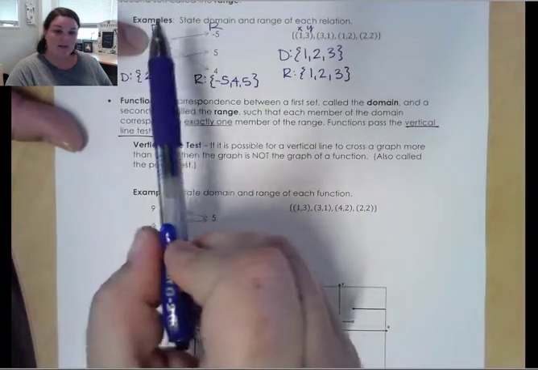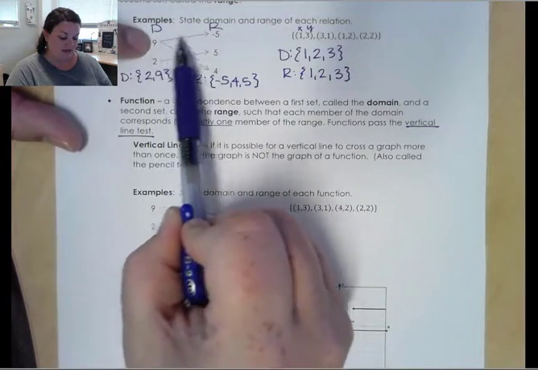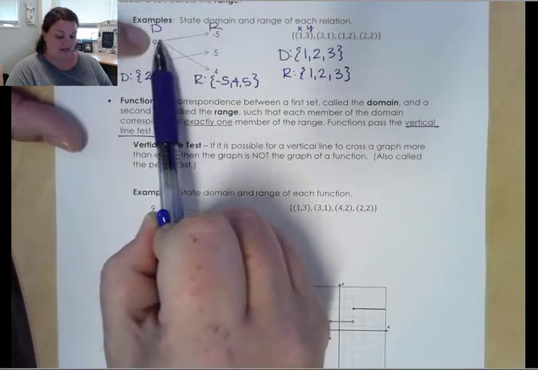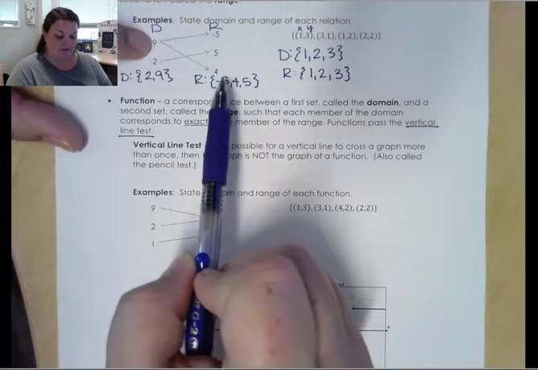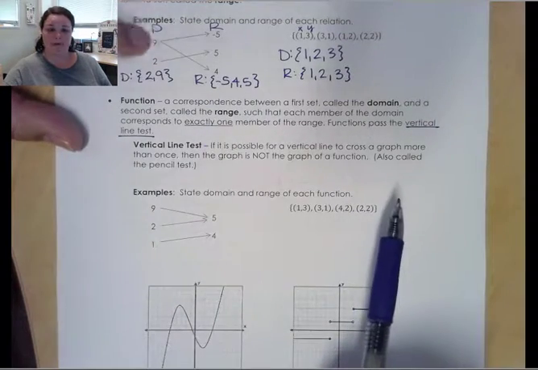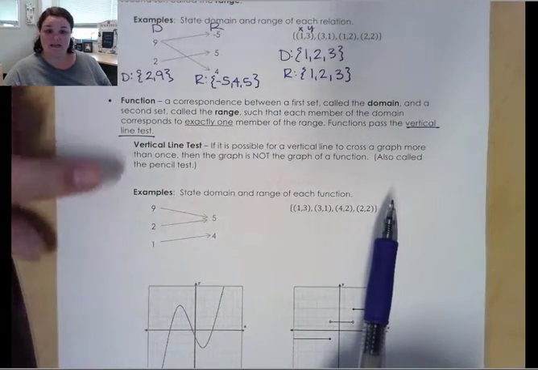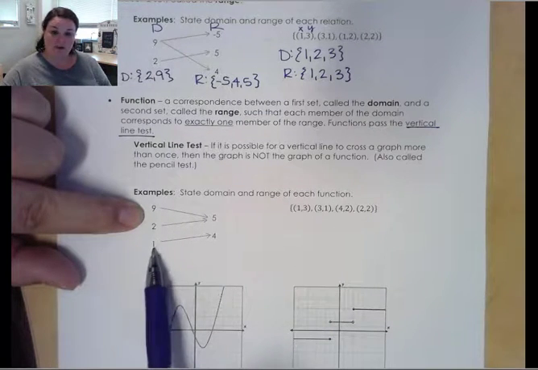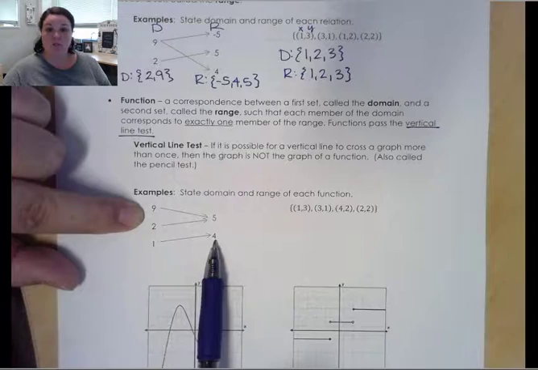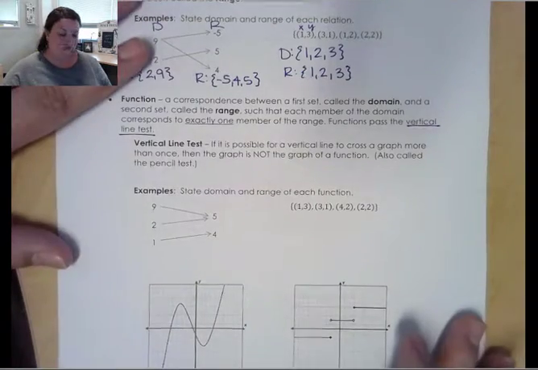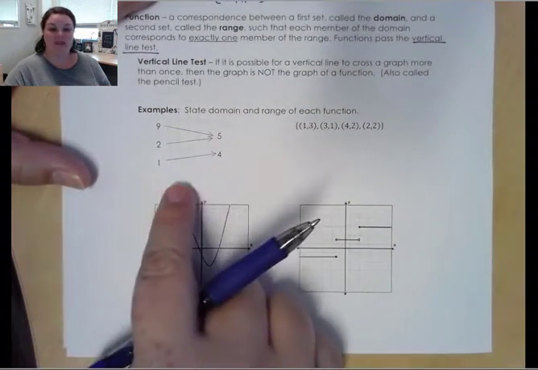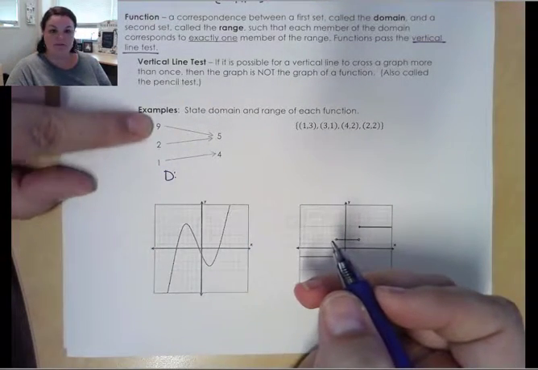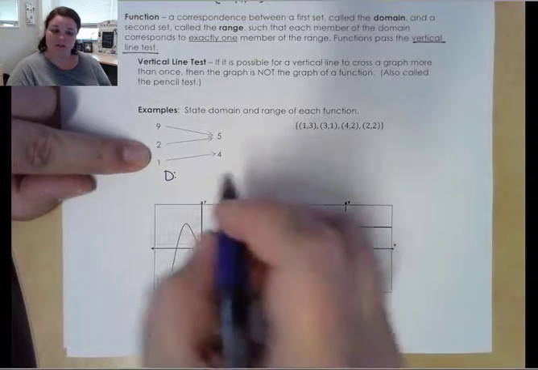But if you look at the relation up here, it shows that 9 is going to this destination and this destination. It's not possible for one person to fly two places at the same time. That's what makes this a relation and this one specifically a function, because every domain value goes to specifically one range value. Again, we want to highlight the domain and range here. Our domain values are all our input values, and we write them from smallest to largest.